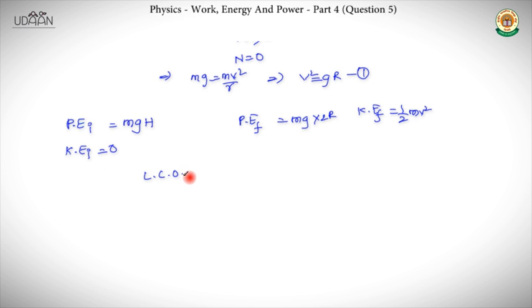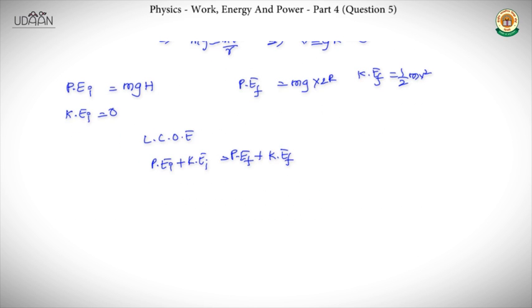According to the law of conservation of energy, energies can be equated. So PEI plus KEI is equal to PEF plus KEF. That is, mgH plus 0 is equal to mg into 2r plus half mv square. After solving this, we get H is equal to 5 by 2 r, that is 2.5 r.